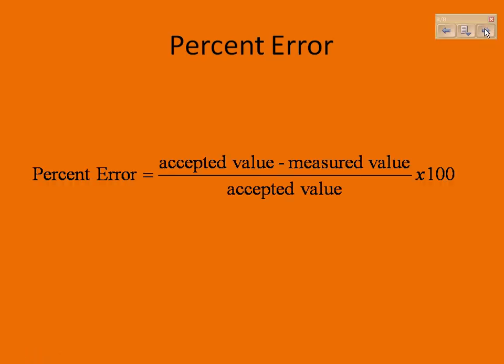A calculation we make quite frequently is percent error. So this you should write down and put someplace in your notes so you can find it again. I also have it posted on the front wall of our classroom. Percent error is equal to your accepted value minus the measured value divided by the accepted value, and you multiply it by 100 to make it into a percentage.